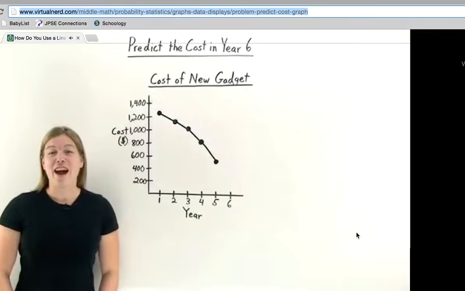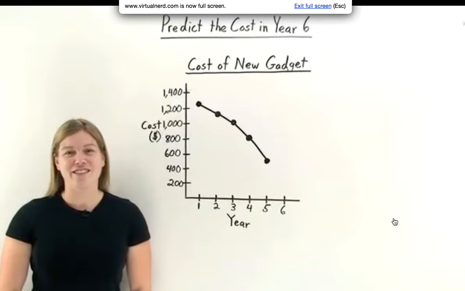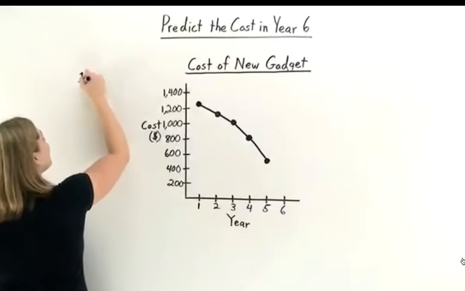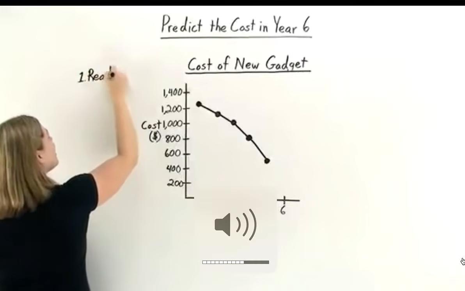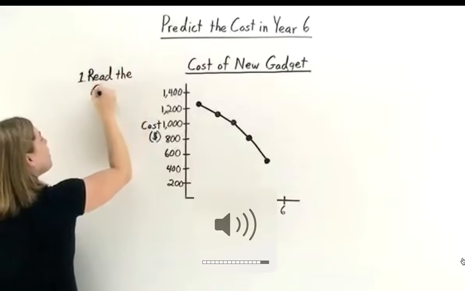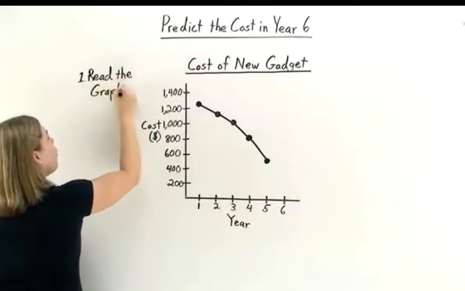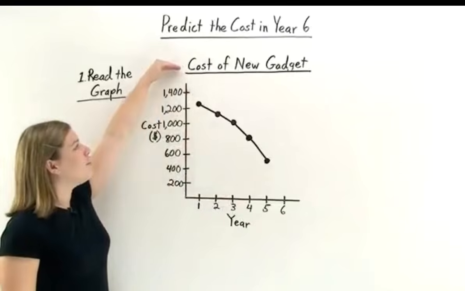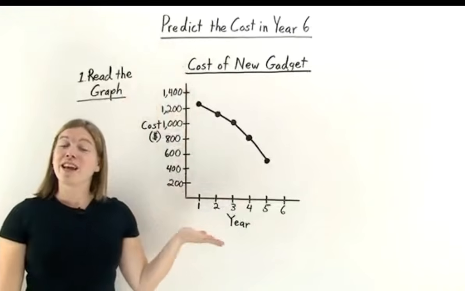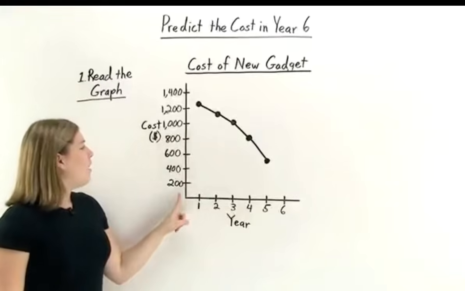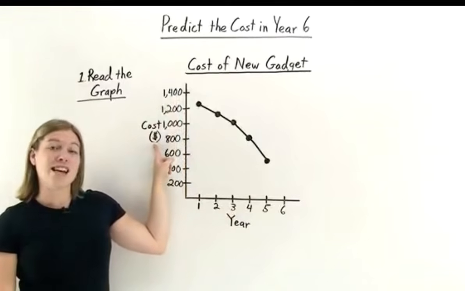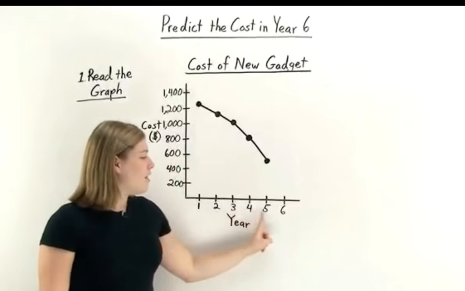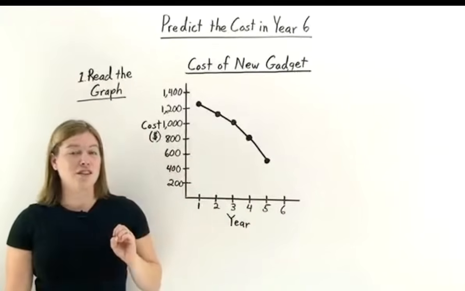Use the given graph to predict the cost of the new gadget in year 6. Well, here we've been given a graph. So let's start things off by taking a look at it. That way we can figure out what we've been given and what we're looking for. First off, let's take a look at the title, Cost of New Gadget. So here we're looking at the cost of a new gadget. On this axis, we have the cost in dollars. So that's the cost of that new gadget. And on this axis, we have individual years.